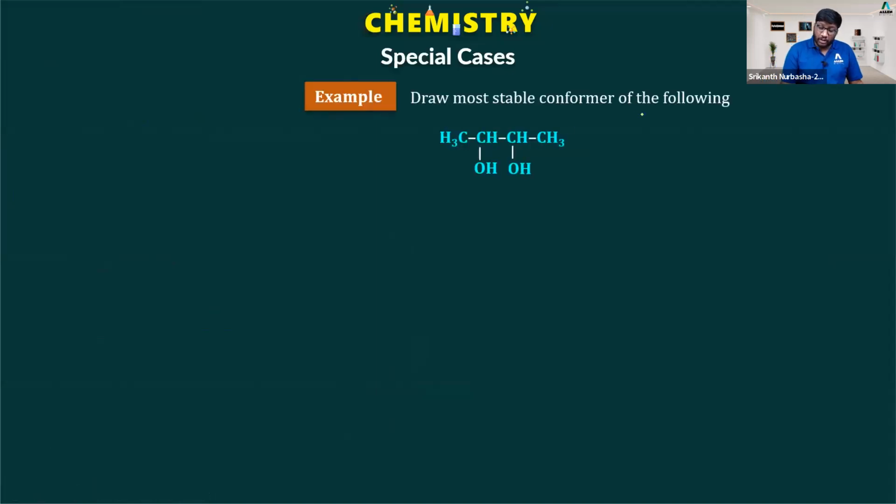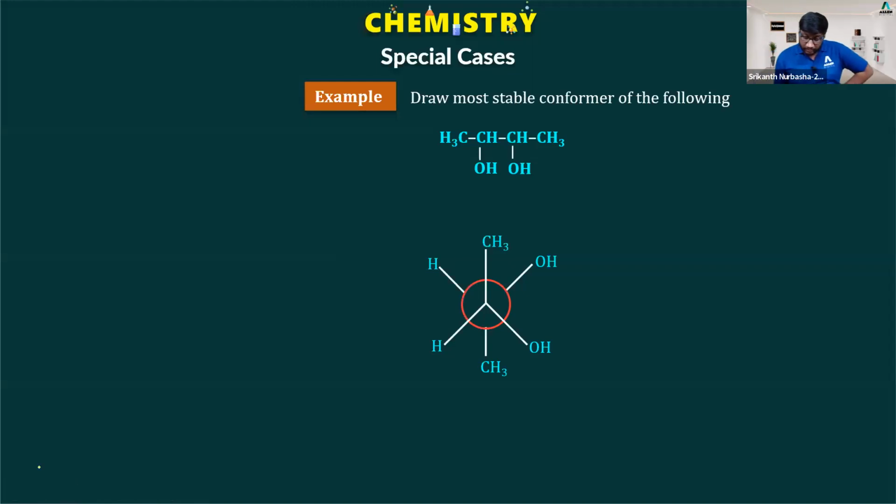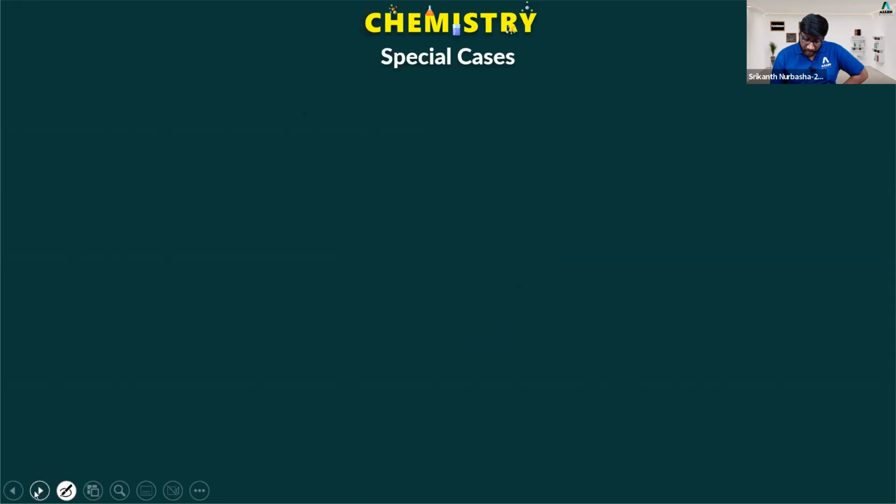Next, draw the most stable conformer of this molecule: CH3, CHOH, CHOH, CH3. What is the molecule? Butane-2,3-diol. You can have this case, where you have two OH groups in this fashion, two methyls away. Intramolecular hydrogen bonding is there. This is going to be the most stable form.